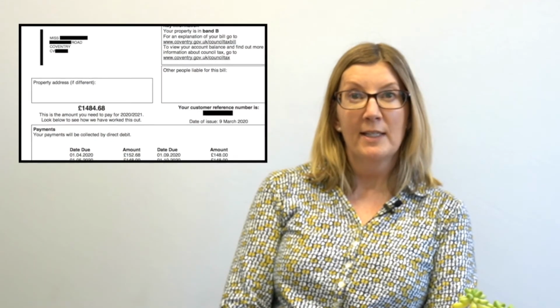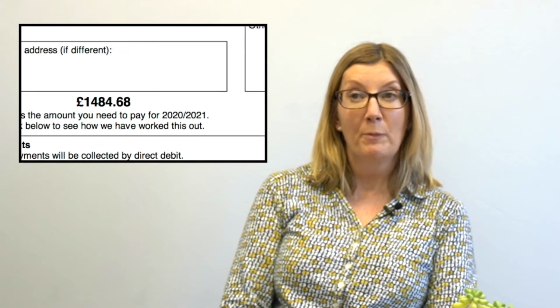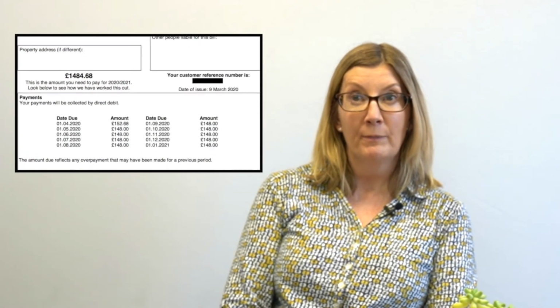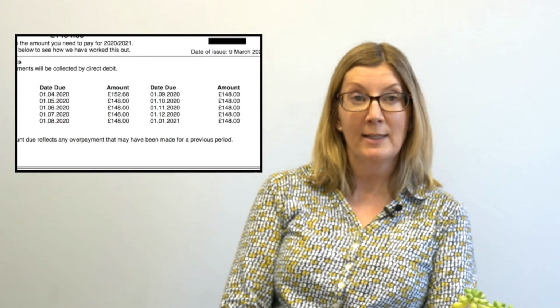This figure indicates the full amount of council tax for the 12-month period. This is broken down in the payment section of the bill and is usually portioned into 10 instalments. If you wish to, this can be altered to 12 instalments by emailing the council or calling them on the contact details listed below. The details appearing on screen will be available in the video description below.